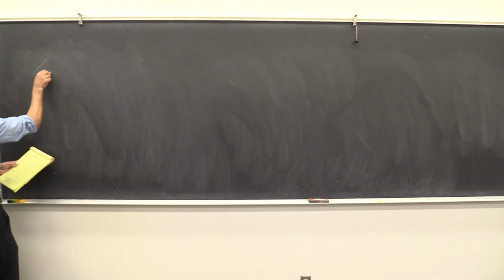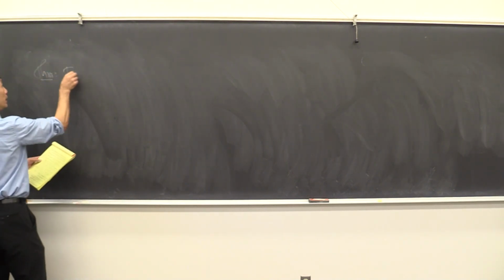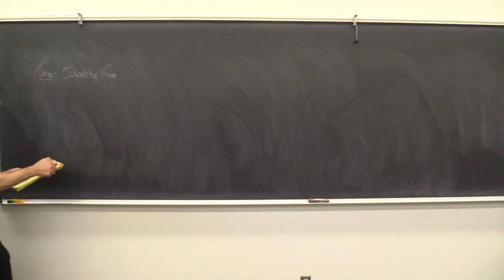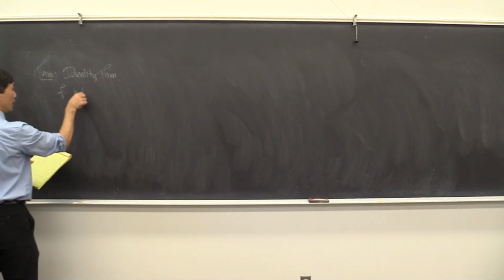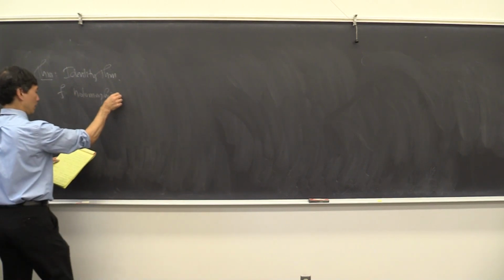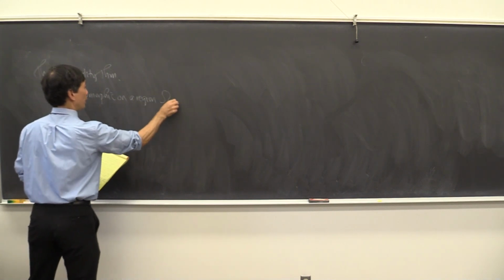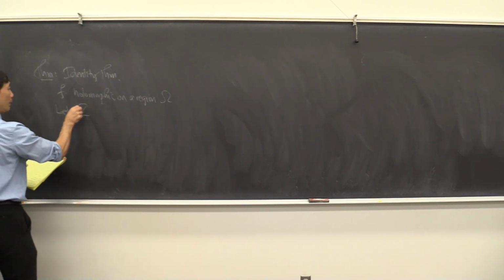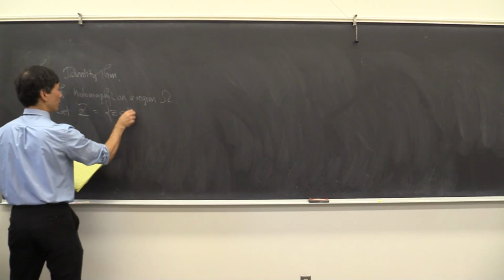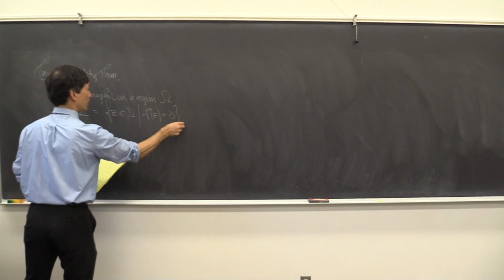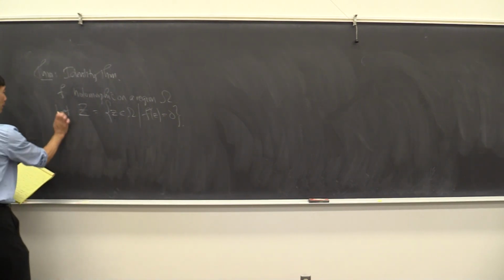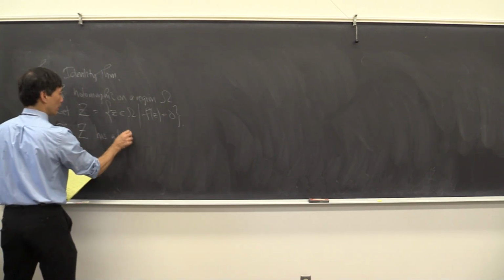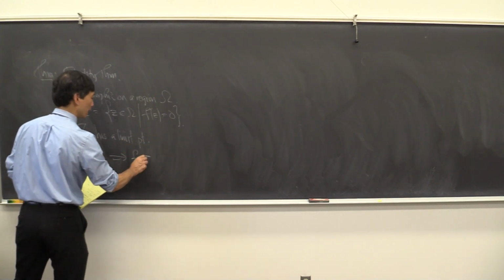Okay, so the next thing we're going to do is the so-called identity theorem, which says that if f is holomorphic on a region gamma, and you consider the set of zeros, so let capital Z denote the points where f vanishes, if Z has a limit point, then f must be constantly equal to 0.